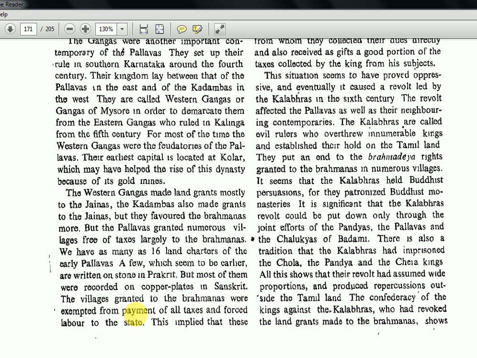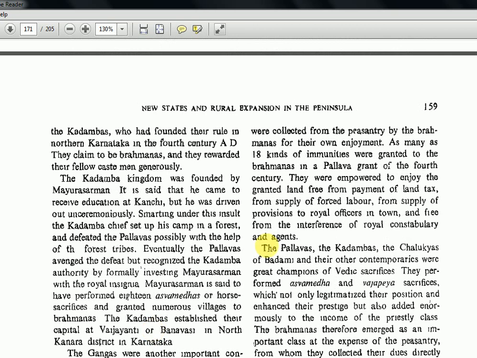The villages granted to the Brahmanas were exempted from payment of all taxes and forced labor to the state. This implied that these were collected from the peasantry by the Brahmanas for their own enjoyment. As many as 18 kinds of immunities were granted to the Brahmanas in a Pallava grant of the 4th century. They were empowered to enjoy the granted land free from land tax and supply of forced labor. Again, no point reading it. The ultimate line is that they enjoyed a luxurious life off the peasantry.